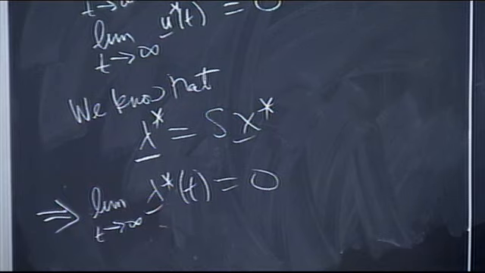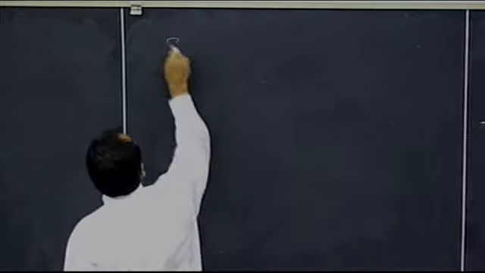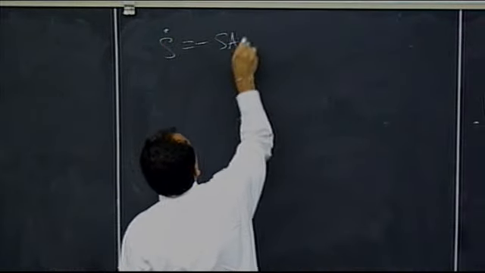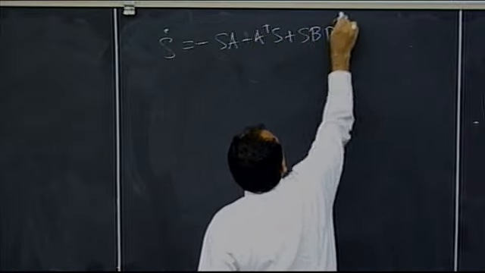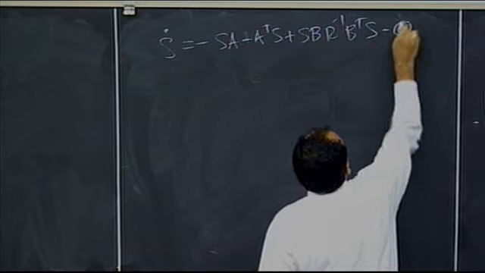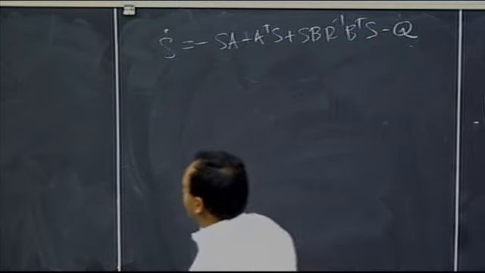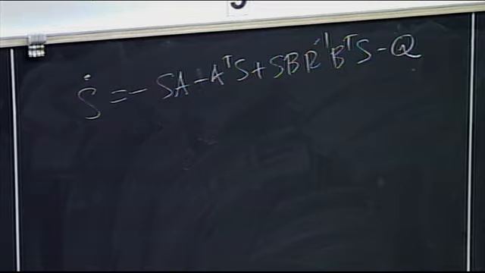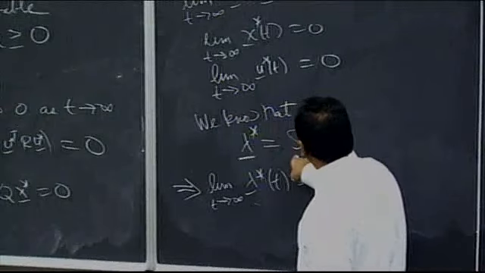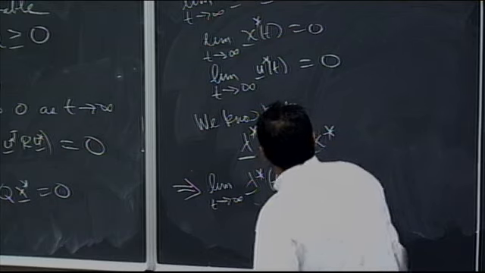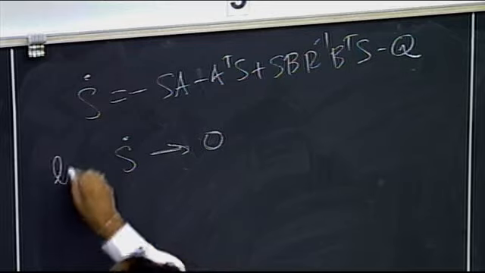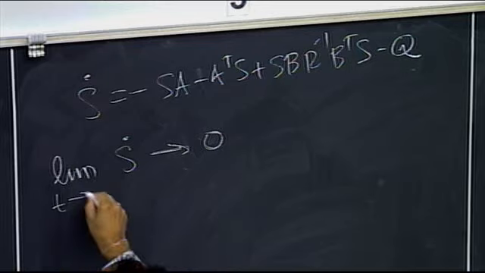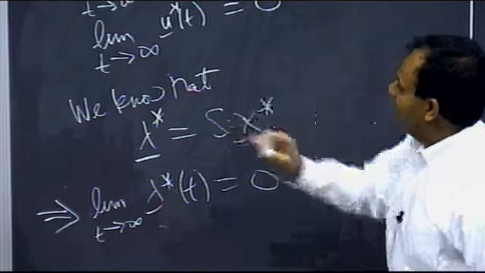So if that has to equal 0, then the only way that can happen, if you look at this differential equation, we've got this differential equation, S dot is equal to minus SA minus A transpose S plus SBR inverse B transpose S minus Q. So if all this has to be true, then because lambda has to equal S times x, and x is going to 0, the only way this can be true is if S dot approaches 0 as t approaches infinity. If it doesn't, then these things are not necessarily all going to wind up going to 0.